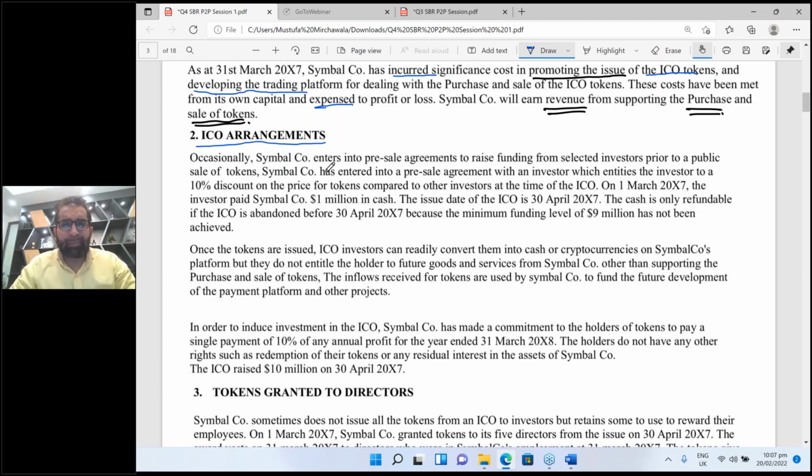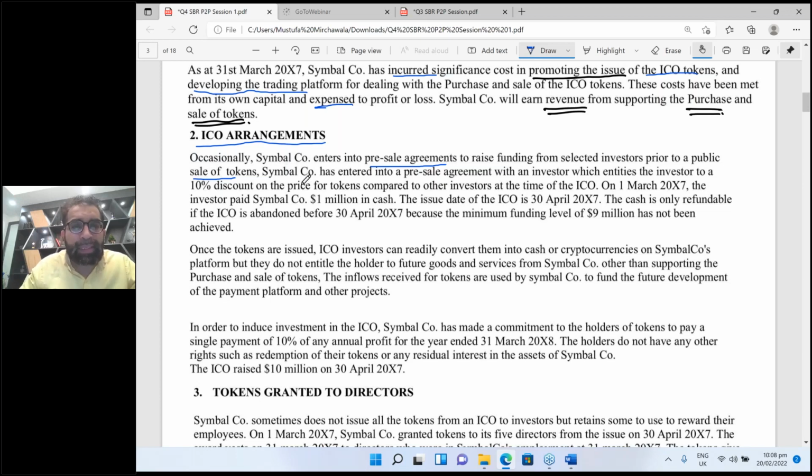Occasionally, symbol company enters into pre-sale agreements to raise funding from selected investors prior to the public sale of tokens. This happens in my country as well. In the construction industry, I've seen this pre-sale, they call it pre-launch. Before launching the project officially, these constructors sell the different projects to their friends and family, and they arrange funds, and they give initially some discount. So same is the case here, before the official funding date, they arrange some finance. This is called pre-sale agreements to ensure some funds.